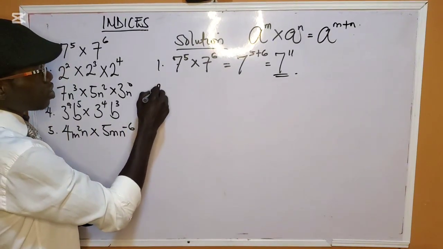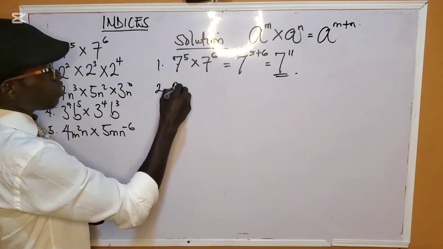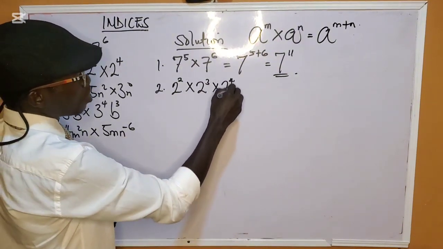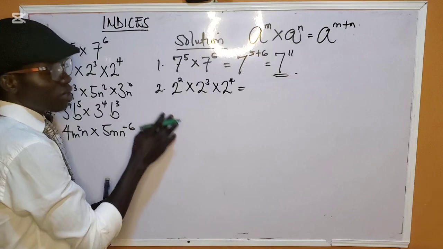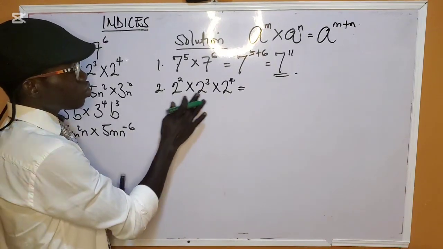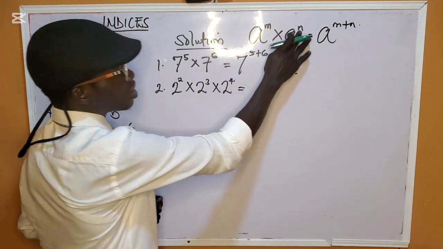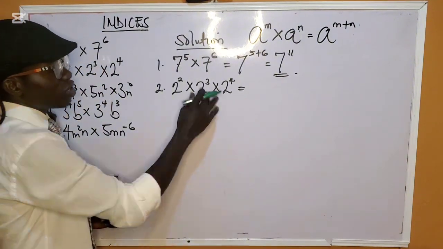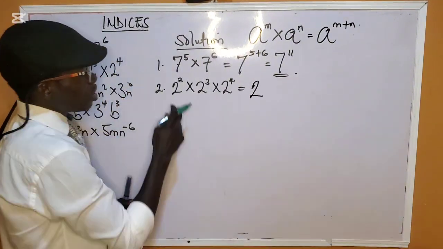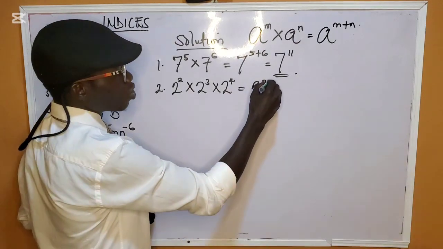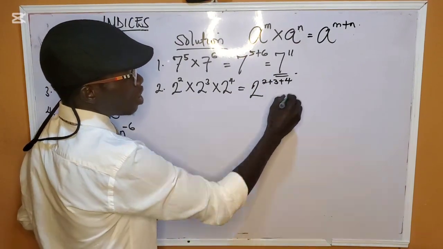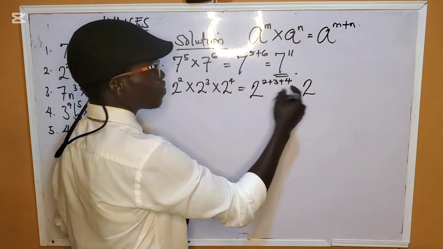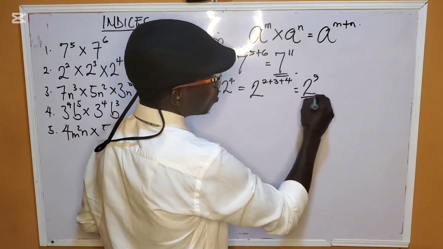Now let's take the second question, which is number 2. 2 raised to the power of 2 multiplied by 2 raised to the power of 3 multiplied by 2 raised to the power of 4 equals. Now, as you can see, we have 3 bases here, 2, 2, 2, and the law is giving us only 2 bases. Yes, it can also work for 3 bases. You can just take one of the bases, then we add up the powers, 2 plus 3 plus 4. That is 2 raised to the power of 2 plus 3, that is 5, 5 plus 4, that is 9. 2 raised to the power of 9.